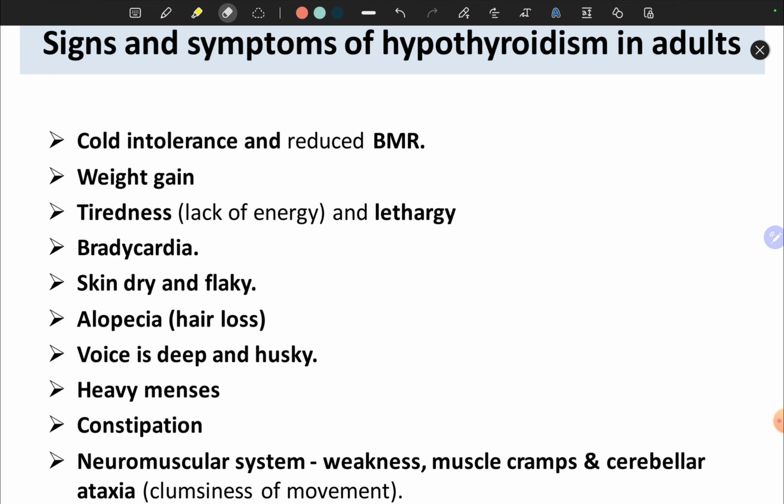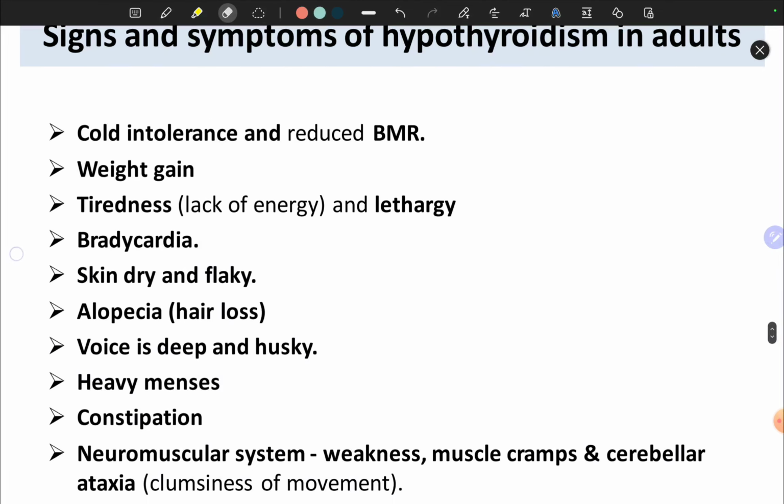Constipation rather than diarrhea. Neuromuscular system: weakness, cramps, muscle cramp, and sometimes there will be cerebellar ataxia.